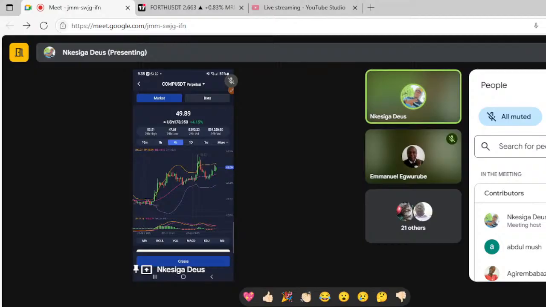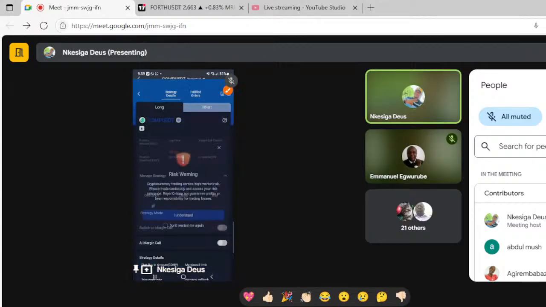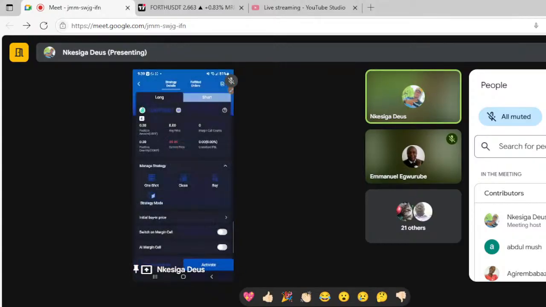Let us assume you want to buy. You click create. You click I understand. Now you click here at the top. This is long. This is short. If you choose short, that means you are predicting that the market should move down. If you choose long, it means you are saying that the market is going to rise.